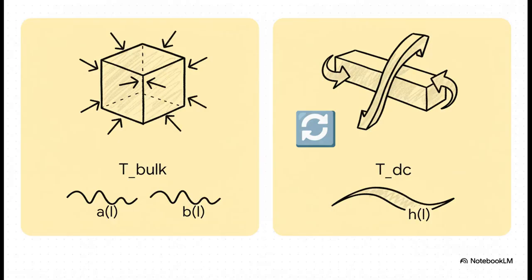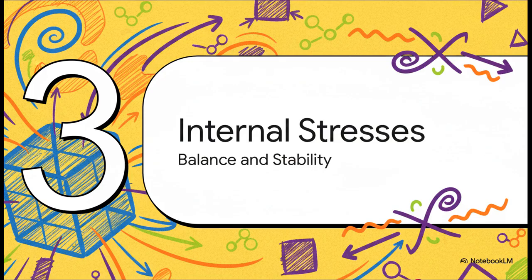So you can really see how these two components are a team. T-bulk handles the simple stuff, the stretch and squash, and its behavior is controlled by two functions. We'll call them A and B, which basically set the material's resistance. Meanwhile, TDC handles the complex twisting and shearing, and it's governed by a different function, H. If you can figure out these three functions, you can paint a complete picture of all the forces at play inside any material.